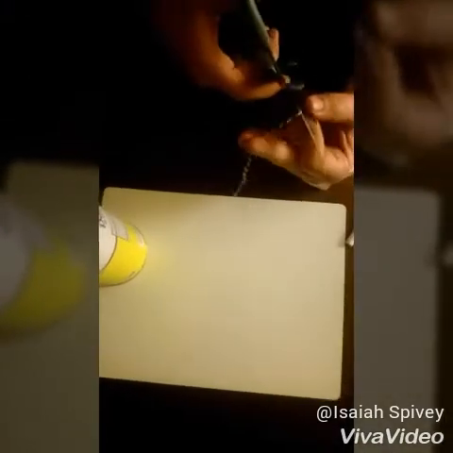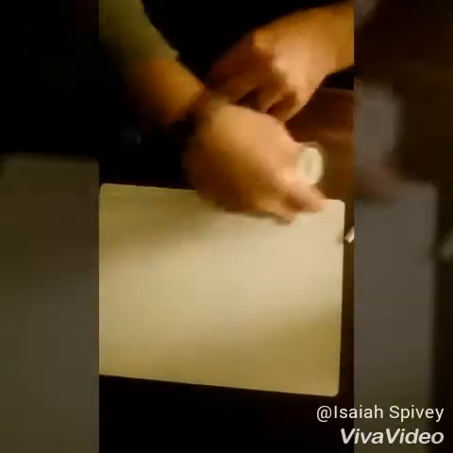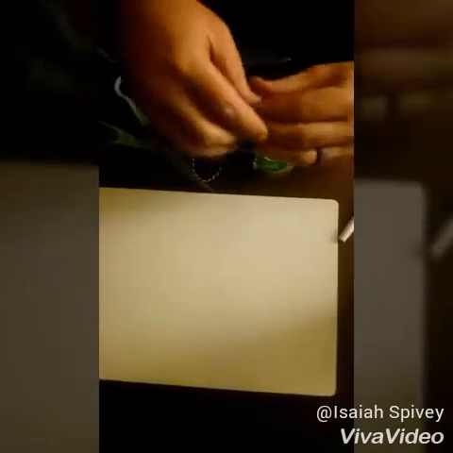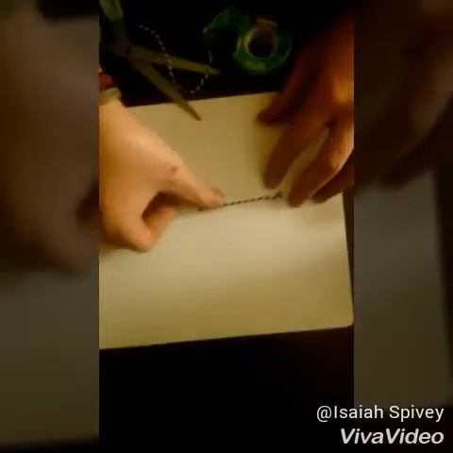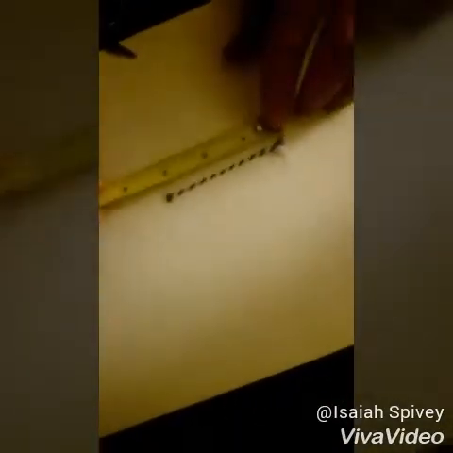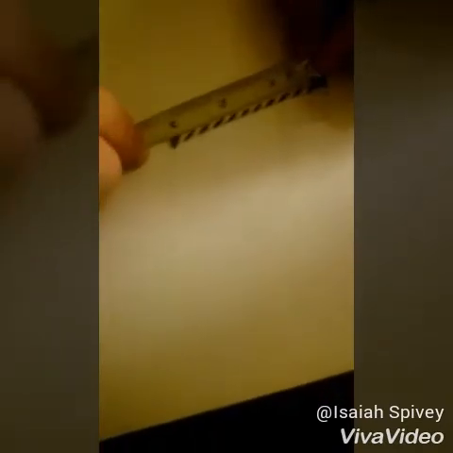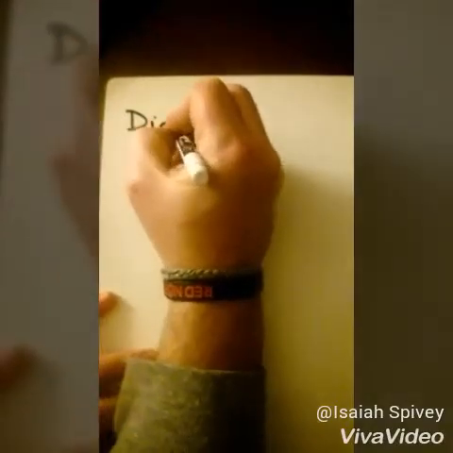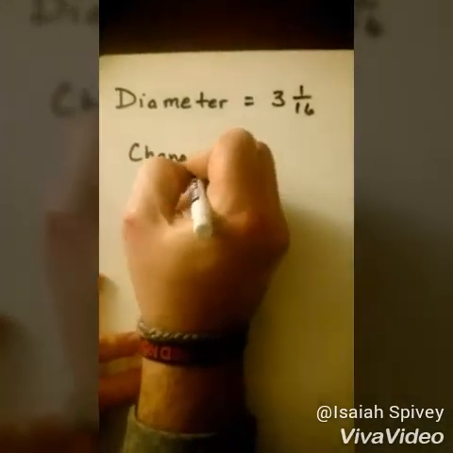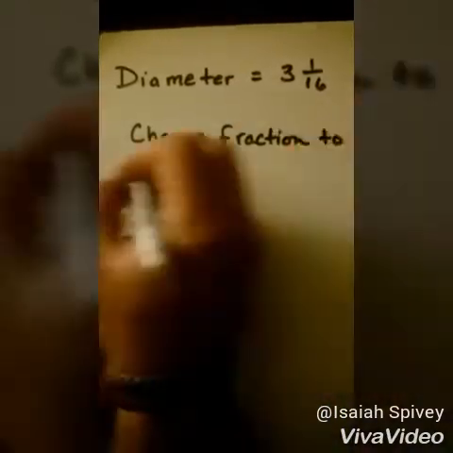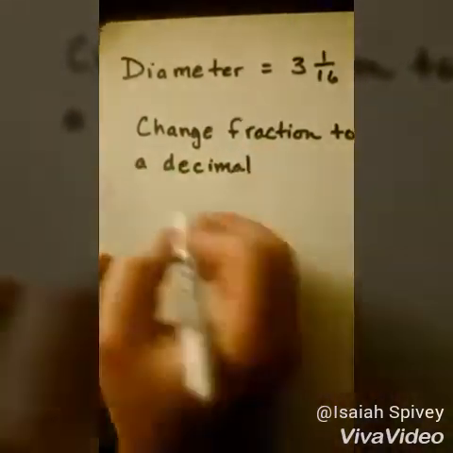Go ahead and do the same thing that you did before, applying tape to both ends, stretching your piece of string out, and measuring it. So go ahead and record your measurement for diameter. We got 3 1/16. So change that fraction to a decimal.